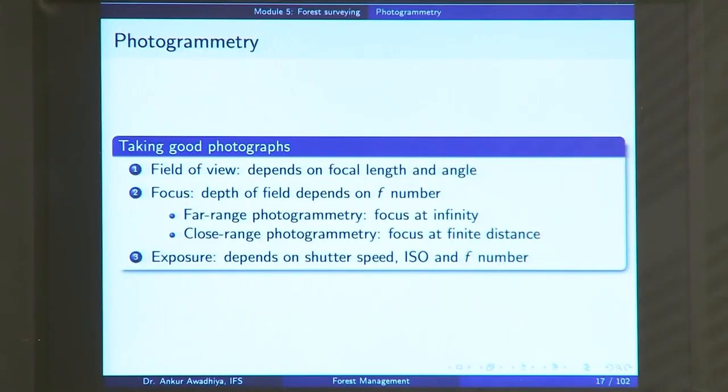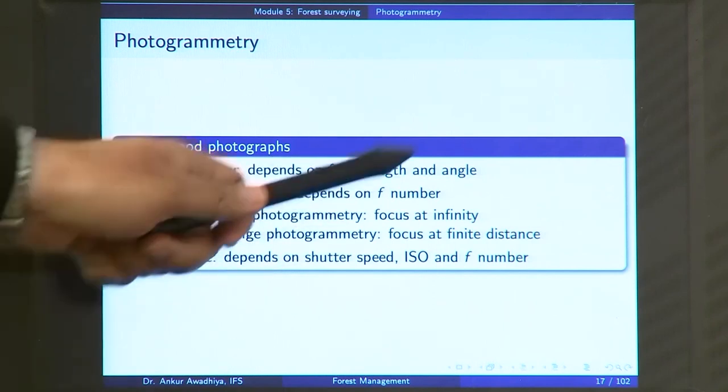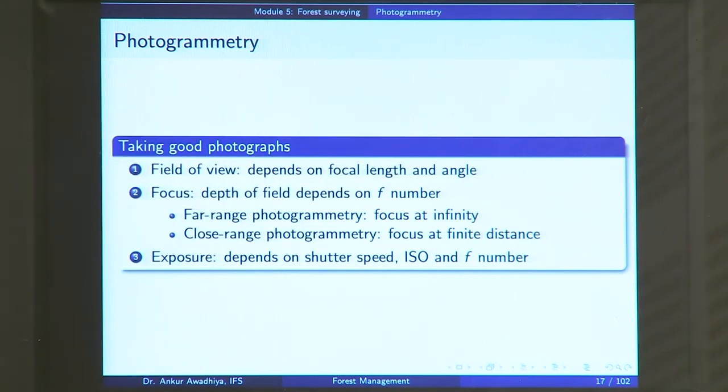Now, when we take good photographs, we need to keep in mind the field of view. The field of view will depend on the focal length and also on the angle. So, what you are seeing depends on how you are positioning the camera. Then your good picture will also depend on the focus, whether your images are in focus or out of focus.